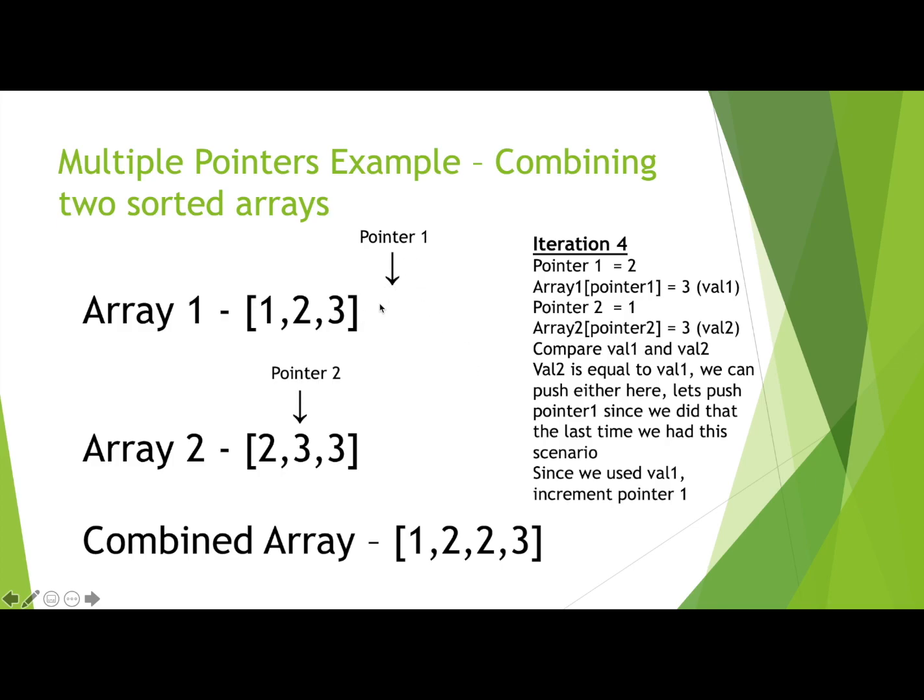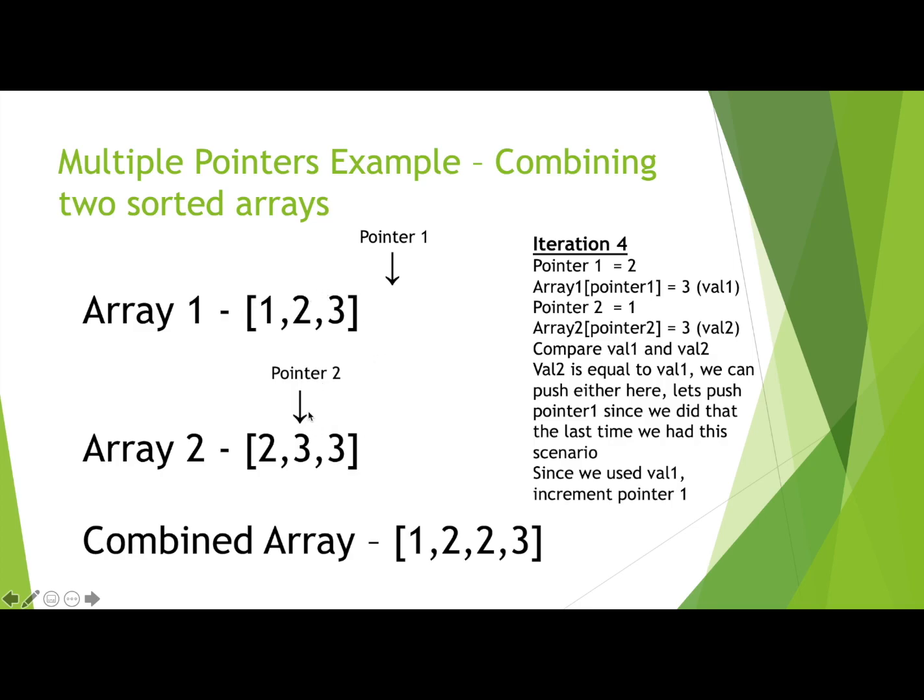Because now nothing exists for pointer 1 to compare to. So basically we could have a conditional in our code that'll say if pointer 1 is outside of array 1, or if there's no more values in array 1, then we just want to push the values from the second array, or vice versa in the case where pointer 2 is at the end of array 2, but we saw values in array 1, then we just want to push values from array 1.